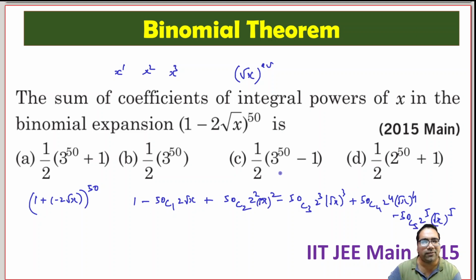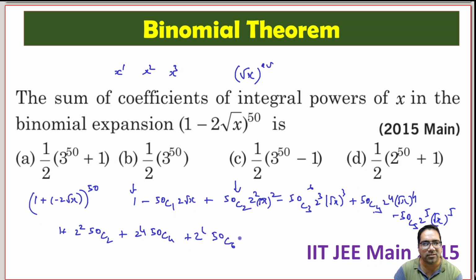Like this. Now we are looking for all the integral powers of x. The constant term is also an integral power of x, x power 0. So we are looking for these terms: 1 plus 2 square into 50c2, and this one is not an integral power. So wherever in nCr, r is an even number, plus 2 power 4, 50c4. We are looking for these cases. Plus 2 power 6, 50c6, and so on, until 2 power 50, 50c50.